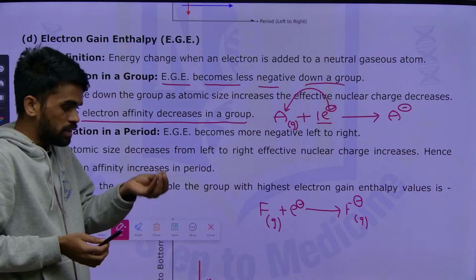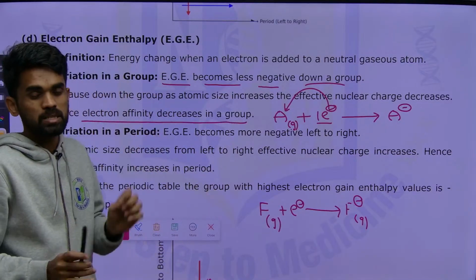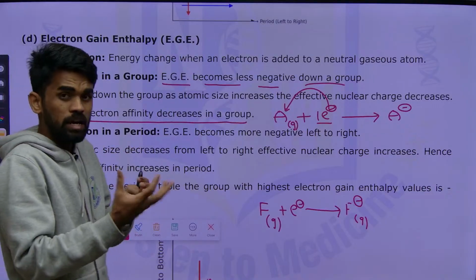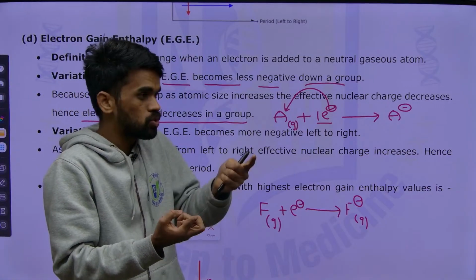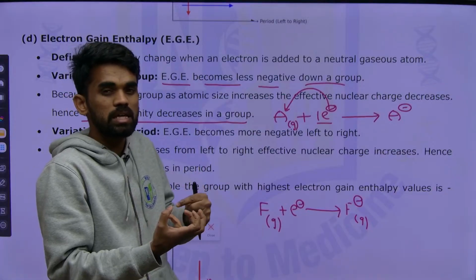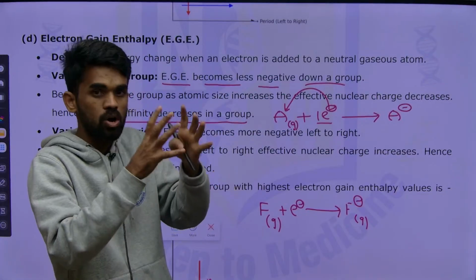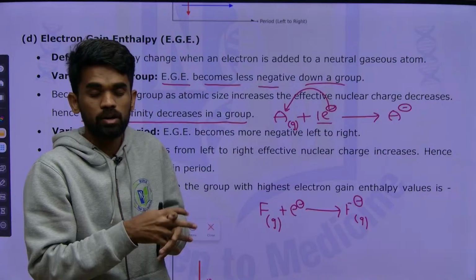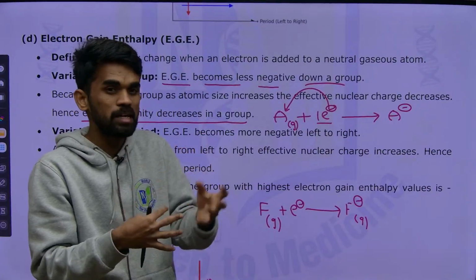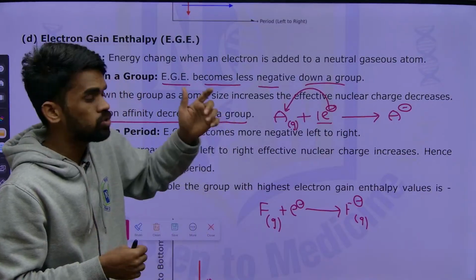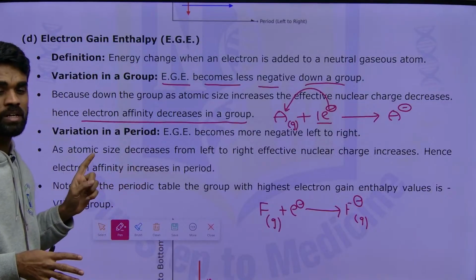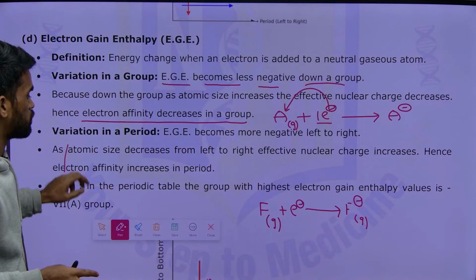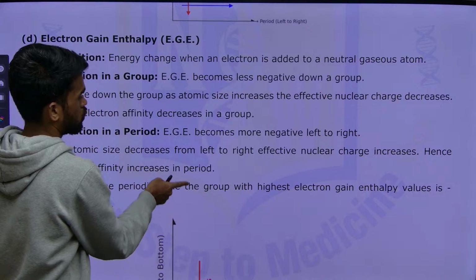The tendency to gain the electron down the group decreases, because down the group electronegativity is decreasing, as we studied now. Down the group the tendency to gain the electron also decreases, because of larger size and lower electron-nuclear force, so lower will be the tendency to gain the electron. So down the group electron affinity decreases, and the tendency to accept the electron will be less.